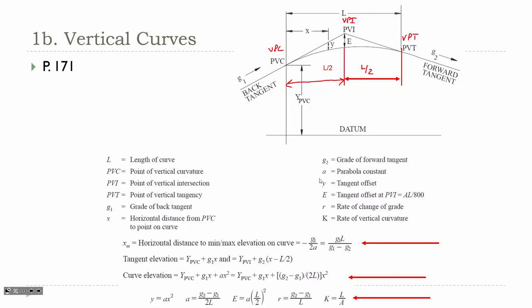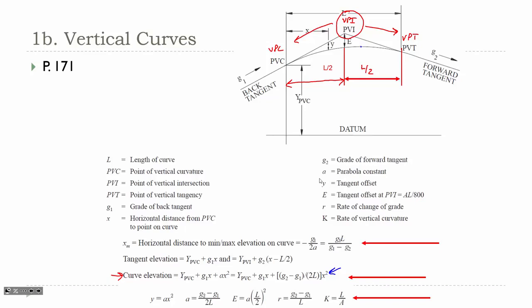That's important whenever we're calculating stations and elevations of the VPC, because typically, when you're laying out a vertical curve, this is your starting information, and then you're working off from that to calculate the VPT and the VPC. The main equations that you want on here, this one that I'm pointing at in red, is going to give you the elevation of a point on the curve.